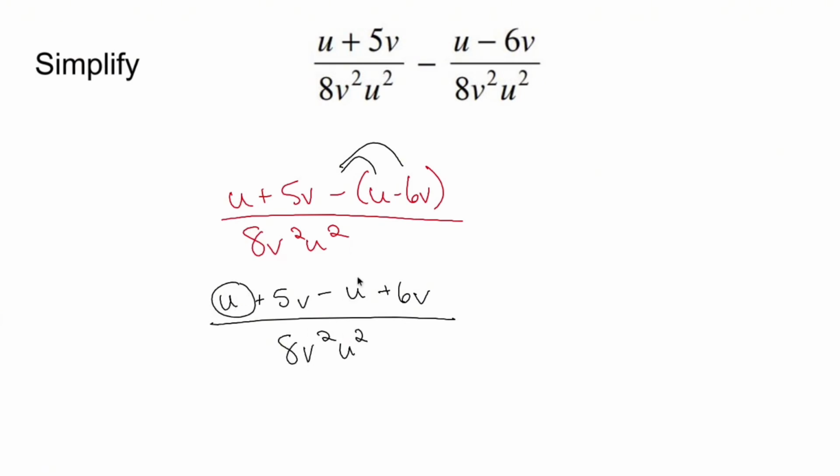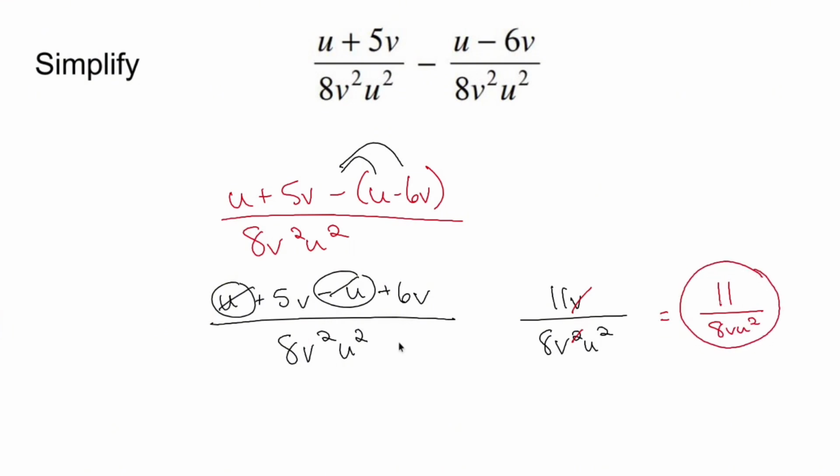Combine like terms: u minus u, cross out. 5v and 6v is 11v, and that's all over 8v squared u squared. Now before we call it a day, I notice that I have nothing but multiplication up here and down here. I have a v up here and two v's down here. Cross out one v on each side, and that leaves us with 11 over 8v u squared. And that's going to be our guy.